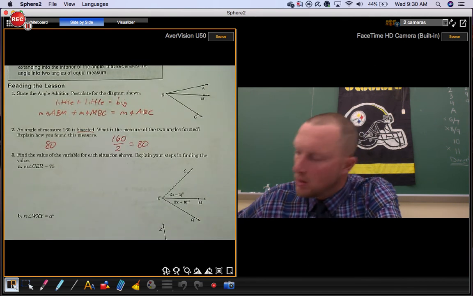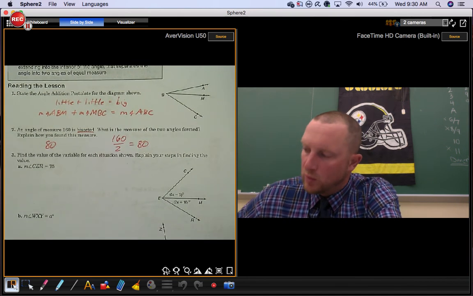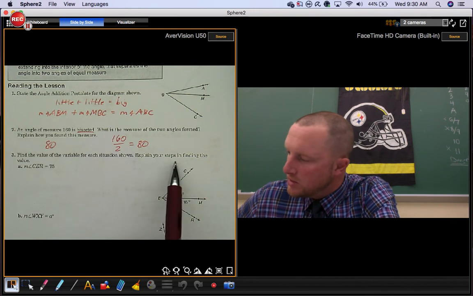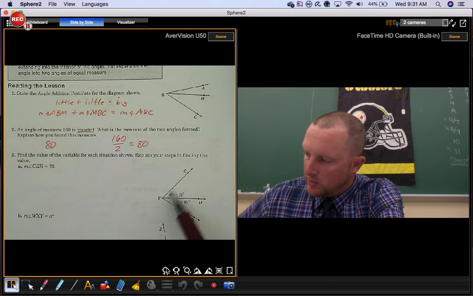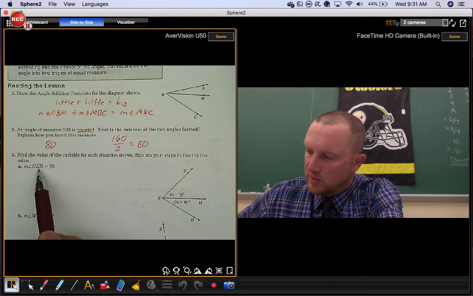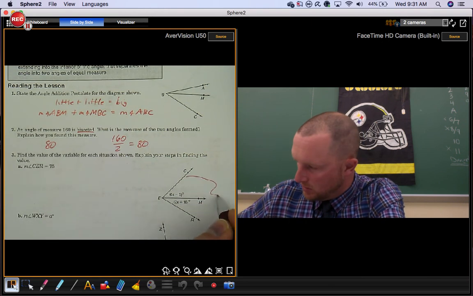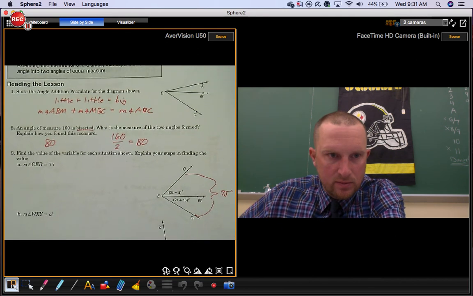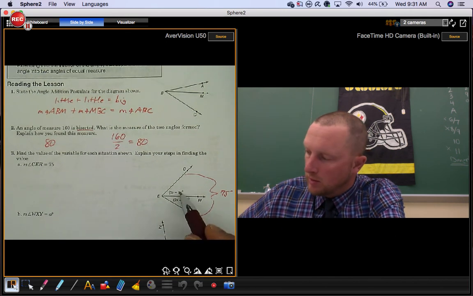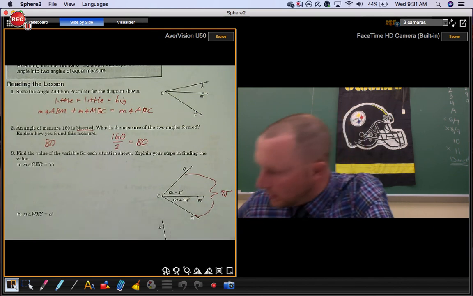Number 3, find the value of the variable for each situation shown. Explain your steps in finding the value. So here's two little angles and they make this big angle, angle CER, which they're telling you is 75 degrees. Little plus little equals big. So we're going to write that equation.